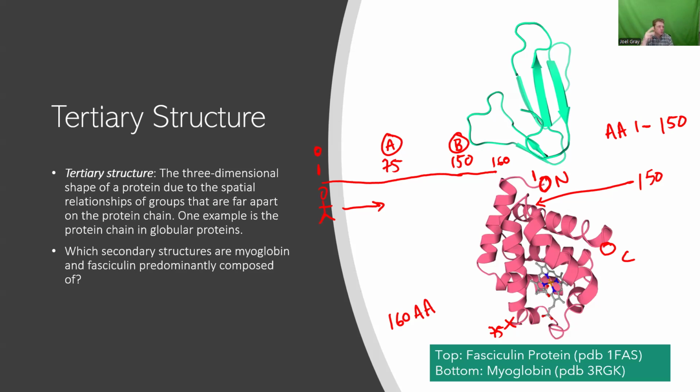Now, that's our third, or tertiary, structure. So to sum this up, this is R group interactions.